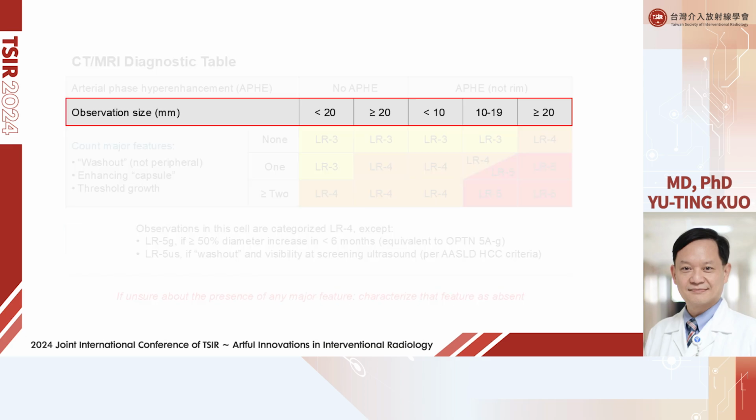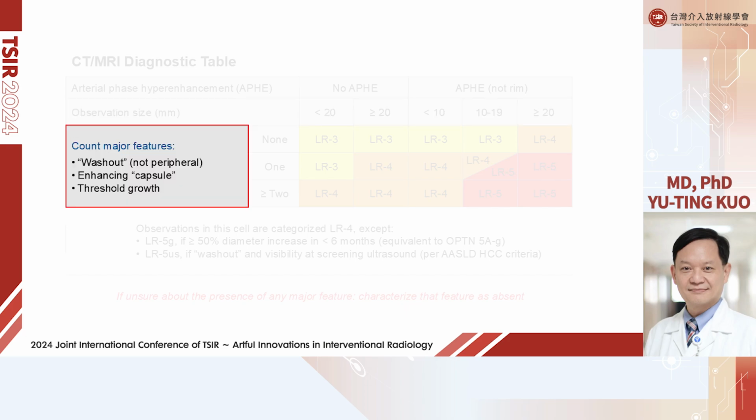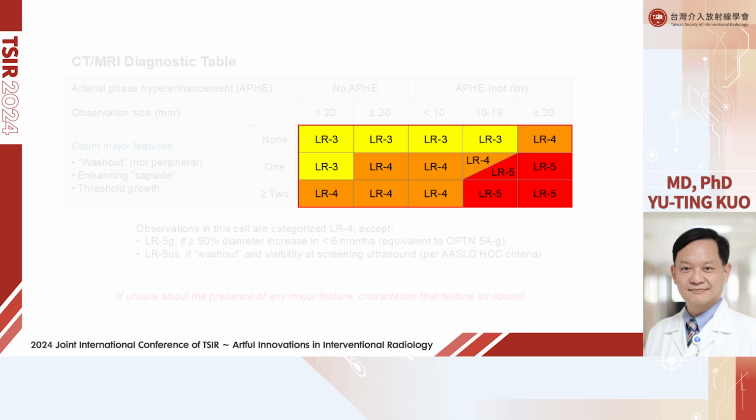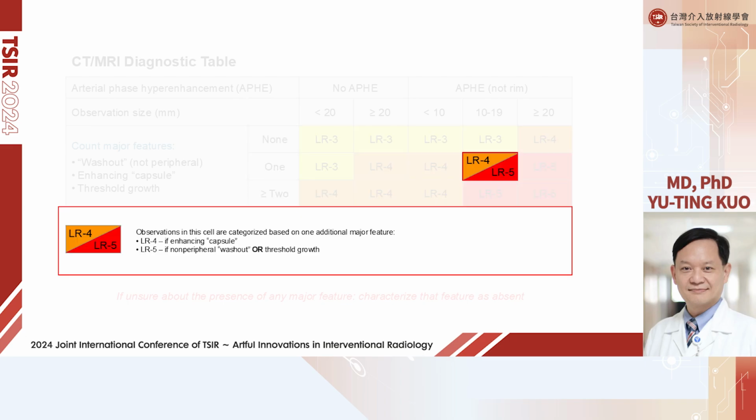So this is arterial phase hyperenhancement. This is the tumor size. These are the three major features, and we count how many of the three major features we have for this particular patient in a particular lesion. One thing should be noted is that when tumor size is between 1 centimeter to 2 centimeter, and if the major feature is the enhancing capsule only, then we'll categorize as LIRAD-4. If it is washout or threshold growth, then it will be LIRAD-5.